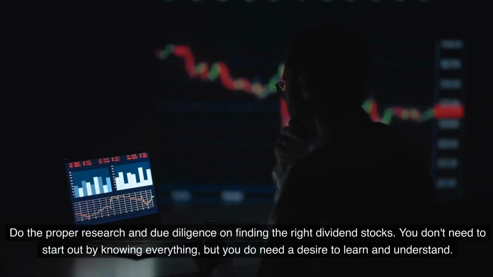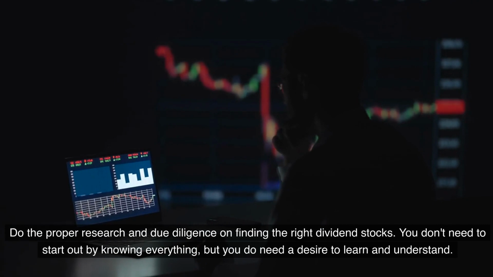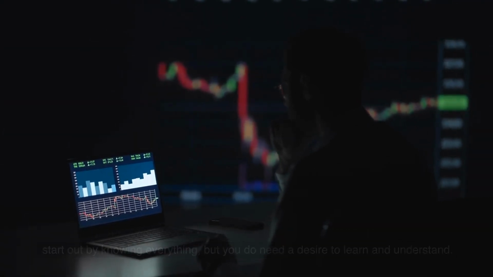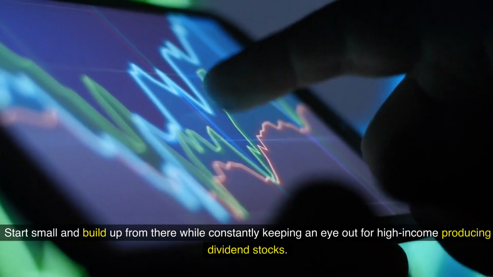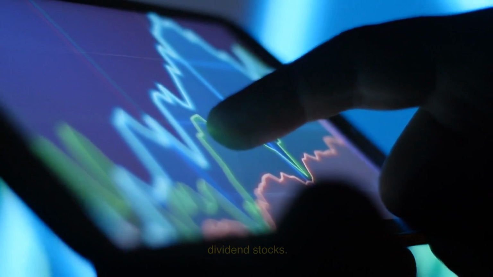Do the proper research and due diligence on finding the right dividend stocks. You don't need to start out by knowing everything, but you do need a desire to learn and understand. Start small and build up from there while constantly keeping an eye out for high-income producing dividend stocks.